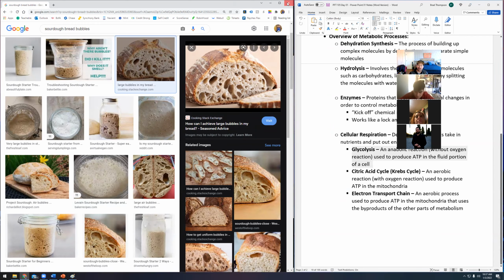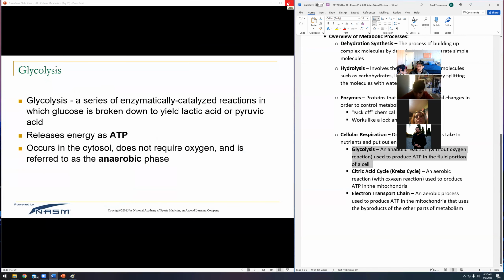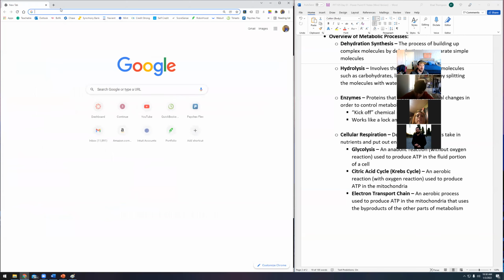Now, your body actually takes in, your cells take in glucose. Now, when you're making sourdough bread, actually, I'll look that up again.